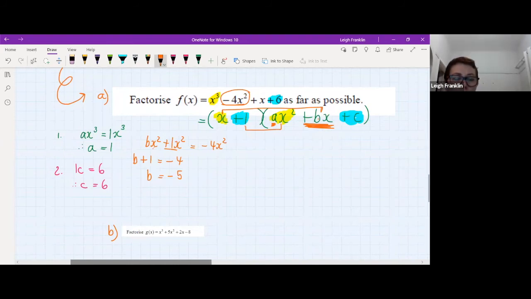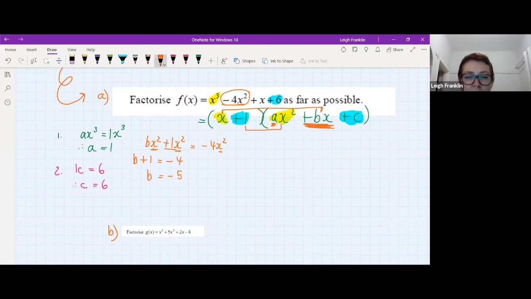Now that we know, and then once you've got your bx squared plus 1x squared equals minus 4x squared, you are now dropping the x squareds. Okay, so can you see how the x squareds are now gone? And we're just working with the coefficients. So b plus 1 is minus 4, take the 1 over to the other side.